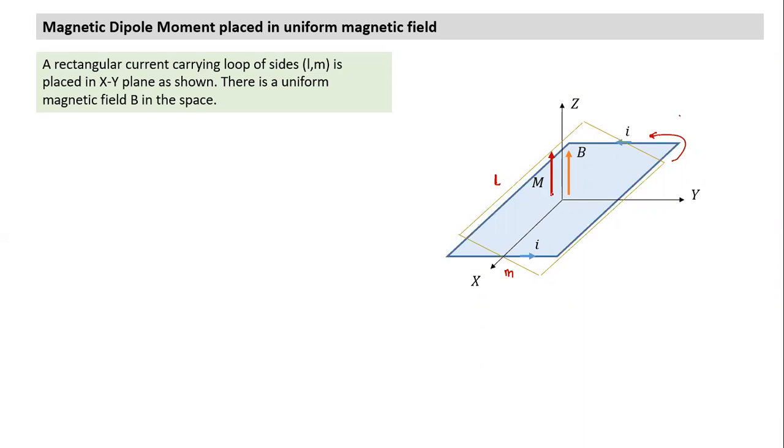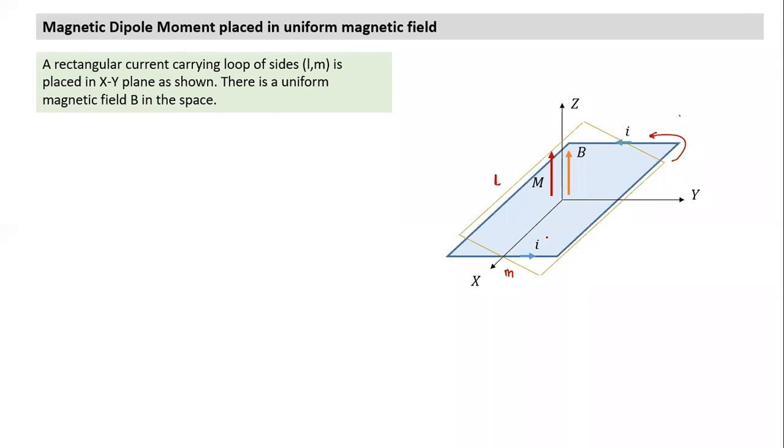Every time we talk of magnetic dipole moment, we can think of it as a vector quantity, as an arrow. So this rectangular current carrying loop I can replace with an arrow having magnitude M, where M is equal to I times the area, I into L into M. That's the magnetic dipole moment, and this is B.